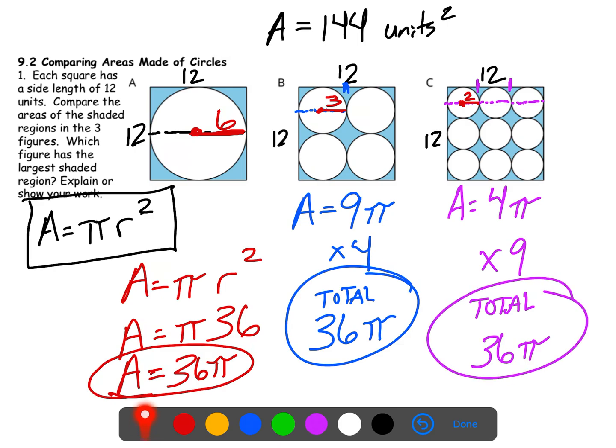Believe it or not, each of these images, each of these shapes, has the same amount missing from the square. This large circle had an area of 36 pi. These 4 smaller circles did as well, and these 9 of the smallest circles did also. If the same amount is missing from that same size square, then all of the areas of the shaded region are the same. There's no difference in any of the 3 pictures.